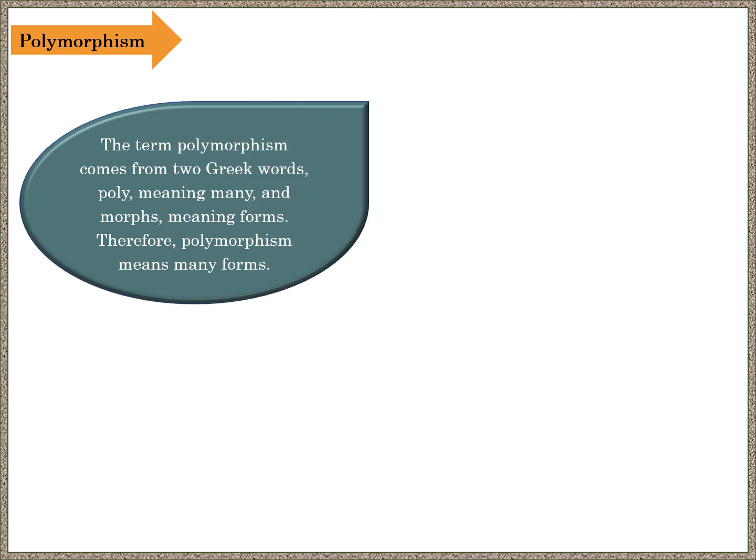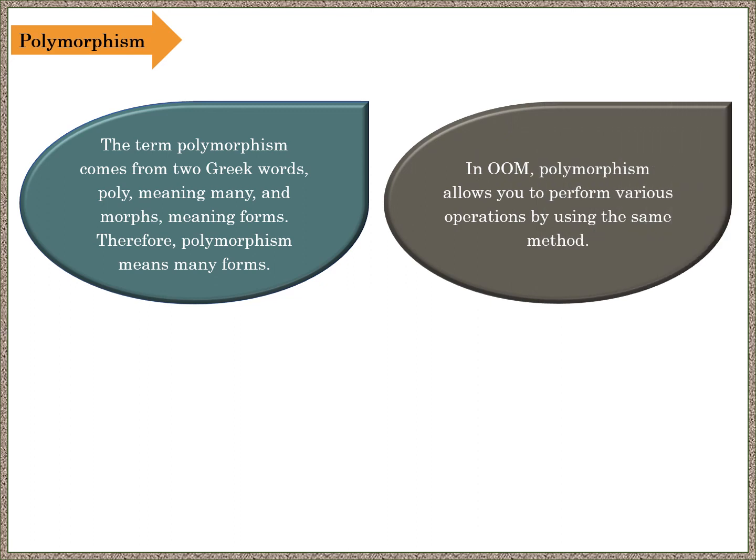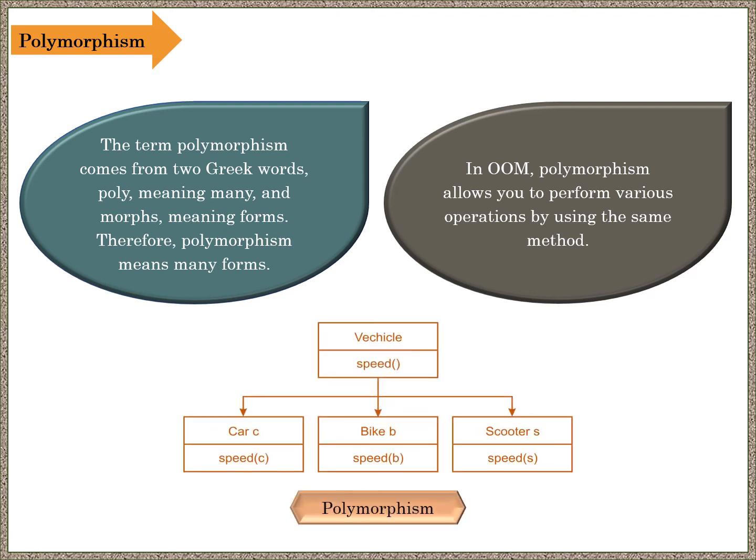Let's now learn about polymorphism. The term polymorphism comes from two Greek words, poly meaning many and morphs meaning forms. Therefore, polymorphism means many forms. In OOM, polymorphism allows you to perform various operations by using the same method. Let's take an example of a vehicle. The speed method of the vehicle class is used in different forms in the car, bike, and scooter classes. The objects of the respective class are passed as an argument to the speed method. Moreover, it is important to note that polymorphism is extensively used in implementing inheritance.